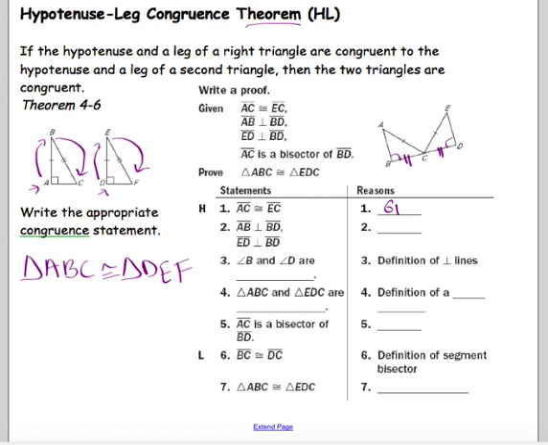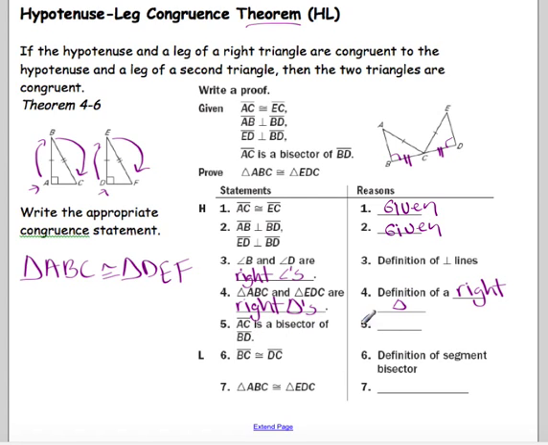Line 1, that was a given statement. 2, those were also given. B and D are right angles. Definition of perpendicular lines. And then the triangles are right triangles. That's what I said. You've got to be real careful to remember to do both of these lines. That's the definition of a right triangle.